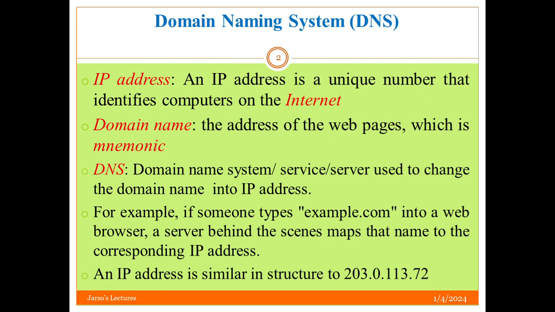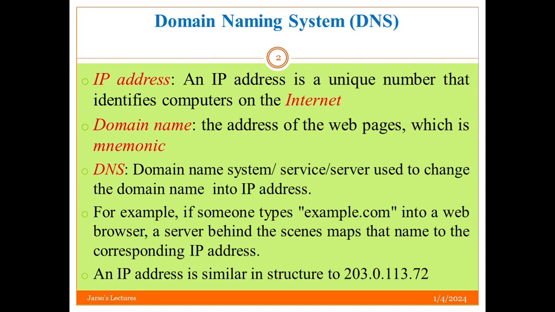Now, as the solution, the Domain Naming System is used to map the IP address into the domain name. They correspond to each other. For each domain name, there is a corresponding IP address. This is now the point. For each and every domain name, there is a corresponding IP address.